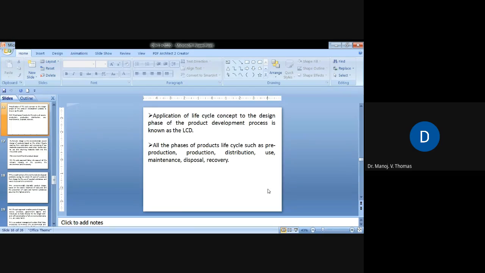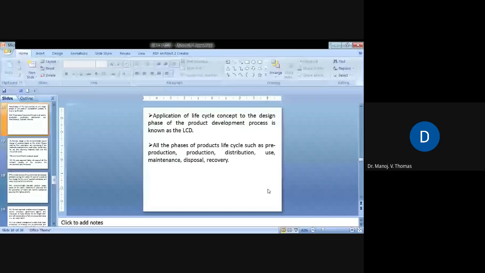Then distribution, how do you ship your consignment from one location to another? Which mode of transport do you use? Is it by road? Is it by rail? Is it by sea? Is it by air? What is the mode of distribution? Then finally use. When you use, any issue or any toxic element? Then maintenance. Is it easy to maintain? Or in that case, any issue?